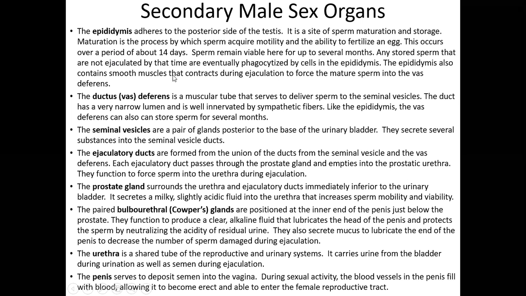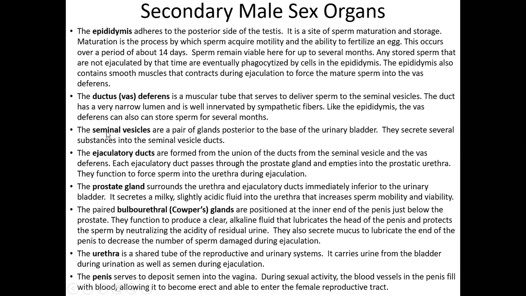The epididymis also contains smooth muscles that can contract during ejaculation, which would force the mature sperm into the ductus, or vas deferens, which is a cool muscular tube that delivers the sperm towards the seminal vesicles. The duct has a very narrow lumen, and is innervated by sympathetic fibers. Like the epididymis, the vas deferens can also store sperm for several months. Now, this is the structure that is snipped or clipped when a male has what they call a vasectomy. And you can probably figure out why we call it a vasectomy.